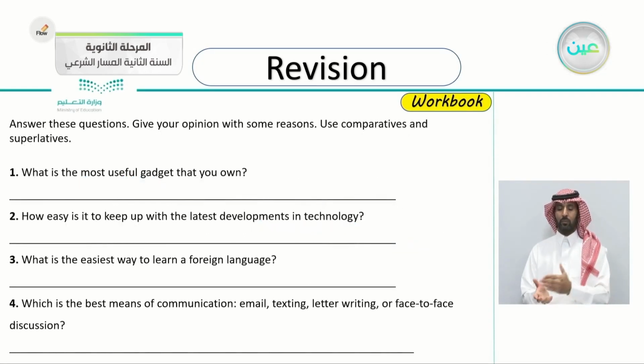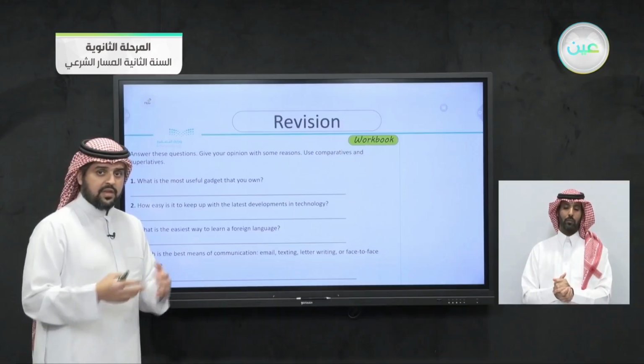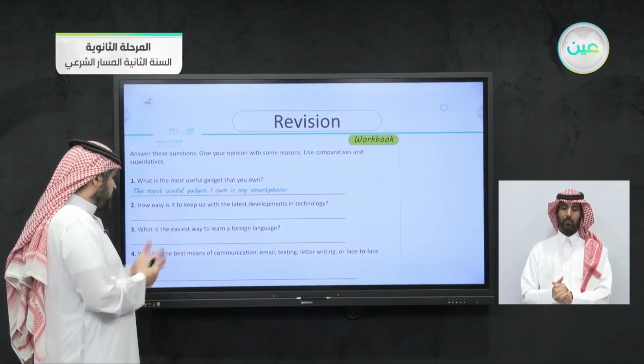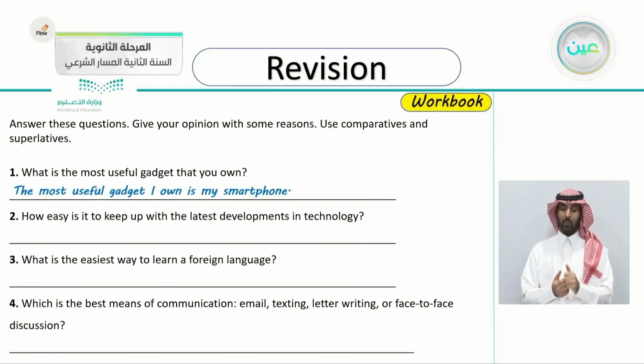Here's another exercise. Answer these questions. Give your opinion with some reasons. Use comparatives and superlatives. The first one, what is the most useful gadget that you own? Use comparative or superlative. The most useful gadget. Of course, for me, the most useful gadget I own is my smartphone.